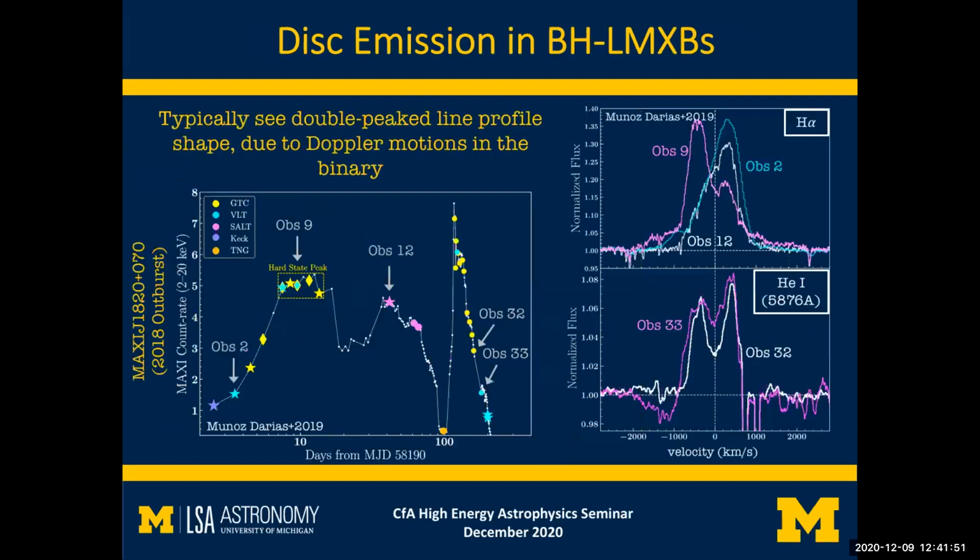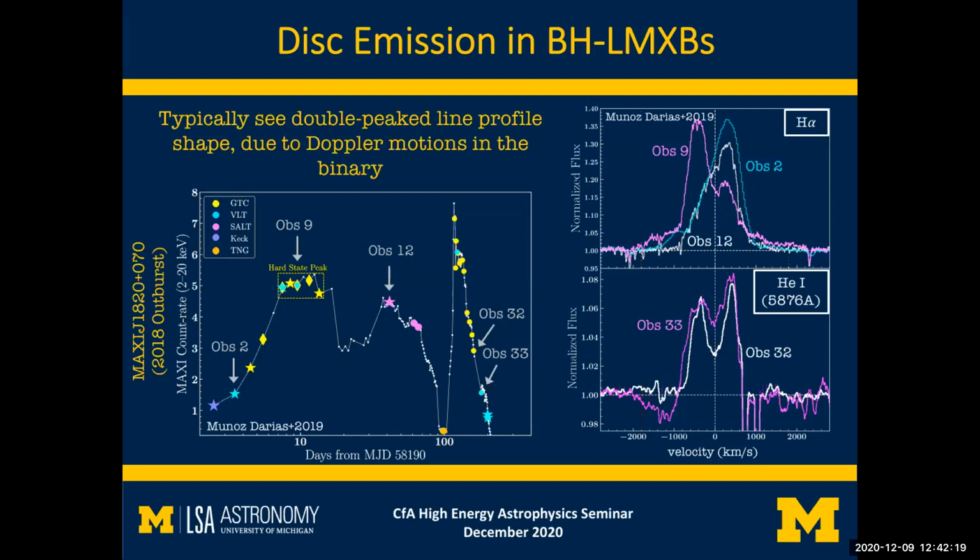Now, typically, these emission lines show double peak profiles as a result of Doppler shifts associated with the roughly Keplerian velocities in our accretion disk. These line profiles are both time and velocity dependent. Take, for example, the 2018 outburst of black hole MAXI J1820, as you can see on the slides. On the right of the slide, you can see the evolution of our H alpha and one of our helium-1 lines.